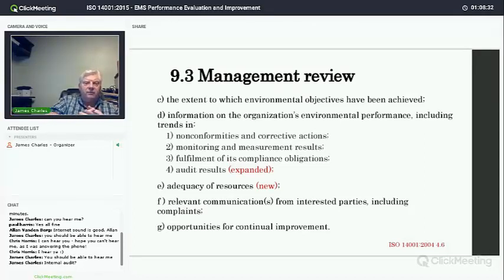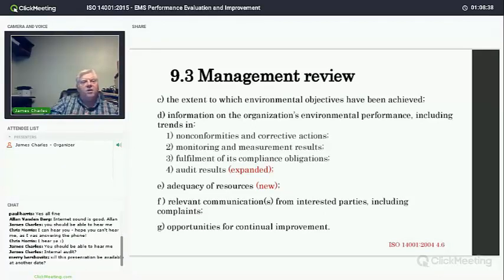So nonconformities and corrective action. And notice it doesn't just say status of corrective actions. So what were the nonconformances and what were the corrective actions based on those? So not just we have 5 nonconformances and 2 are open, but we had 5 nonconformances. Here's what they were. Here's how they've been corrected.